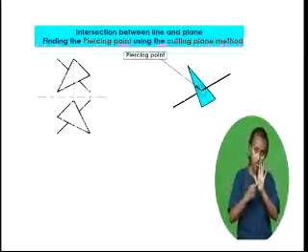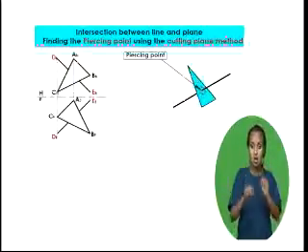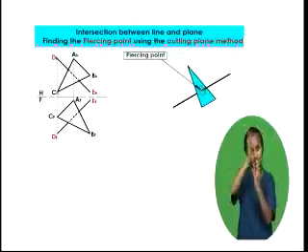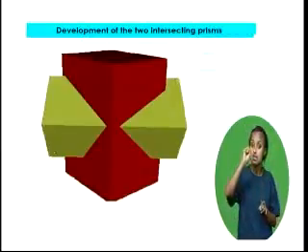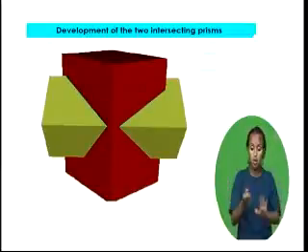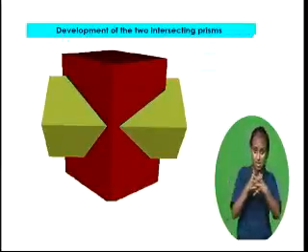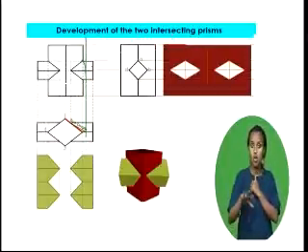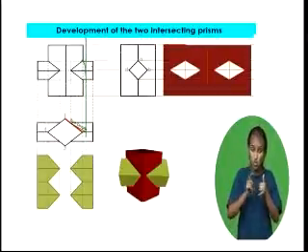Locations of piercing points can be found using either the edge view method or cutting plane method. Prisms are made up of planar surfaces, so all intersections will be straight lines. This means that you only need to find the ends of each intersection line.